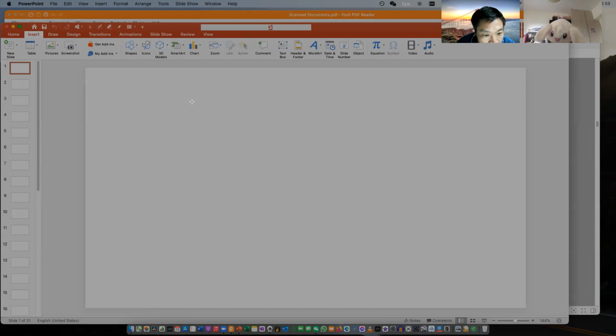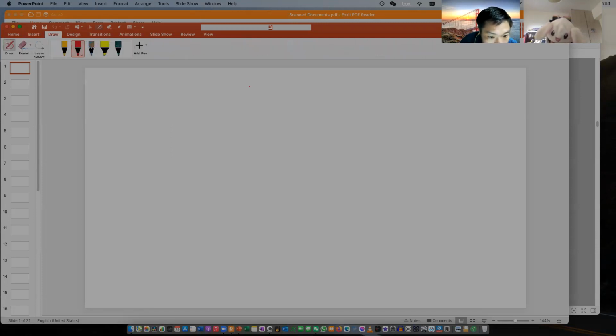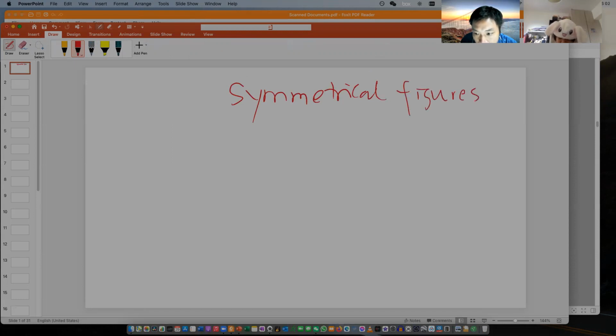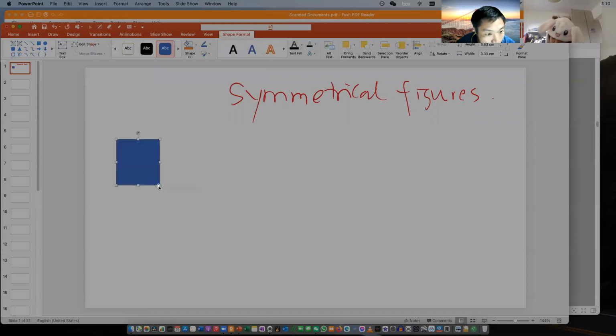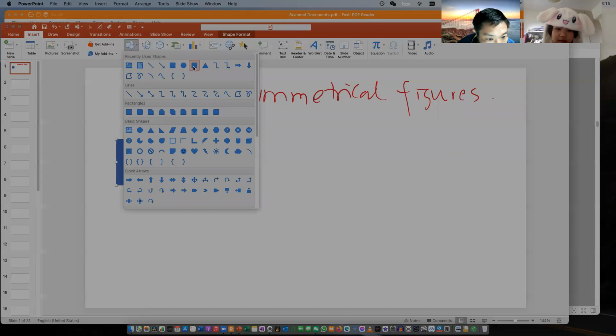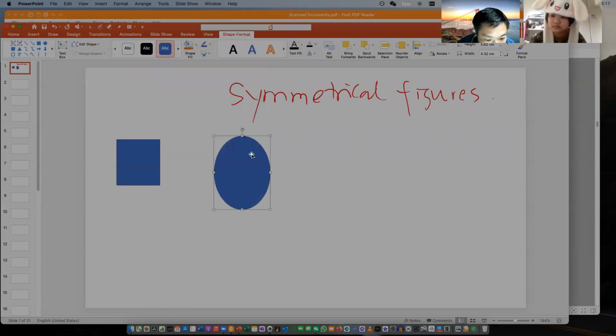Okay, first thing first, symmetrical. So let's talk about the concept of symmetrical, since we are talking about symmetrical figures. So this is something to do with symmetry. I will just get a few shapes out. I hope you can see my screen. I'm actually drawing a few shapes, by the way.